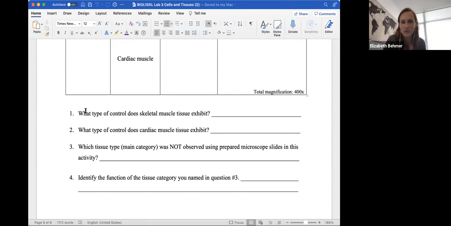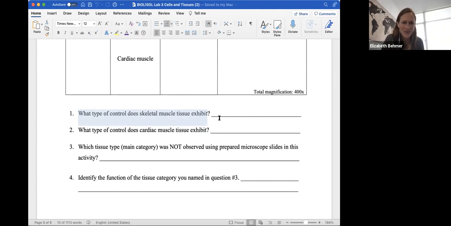What type of control does skeletal muscle tissue exhibit? What that is referring to is the control, involuntary or voluntary. So what that means is, over your skeletal muscles, which are the muscles that are connected to your bones, can you voluntarily control them, or are they involuntarily moving without you contracting?